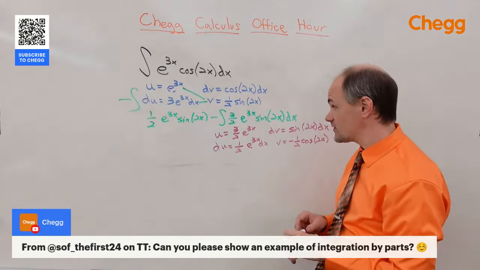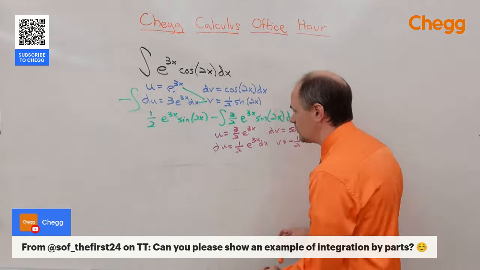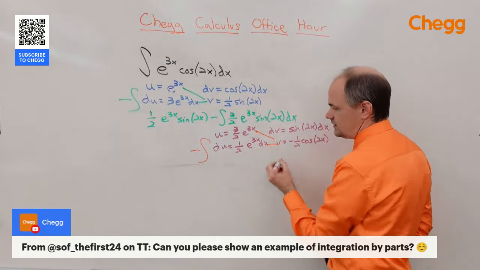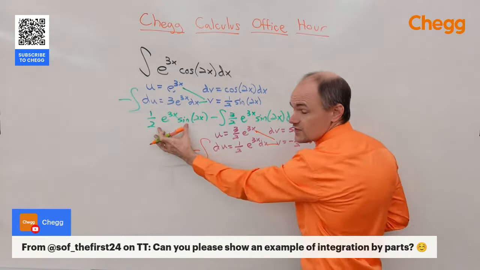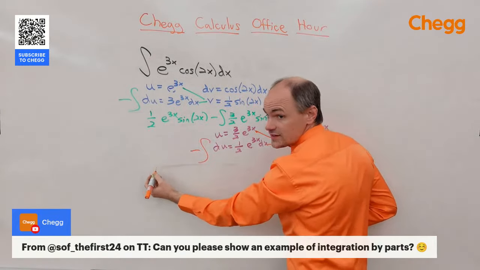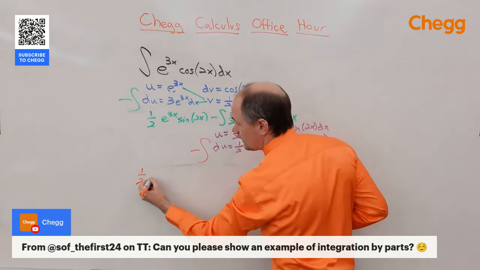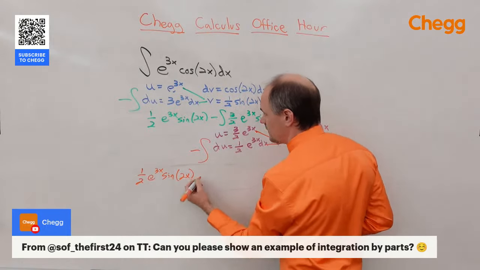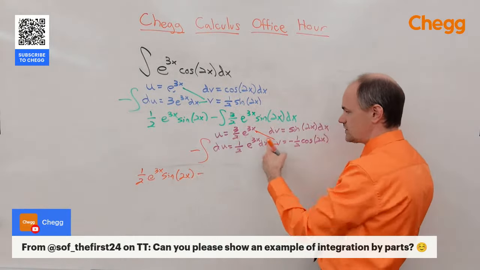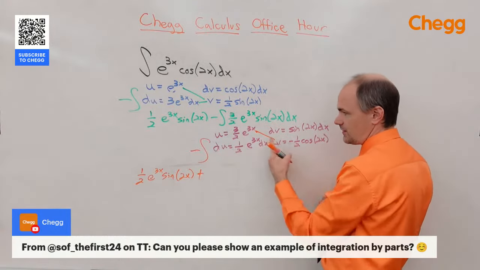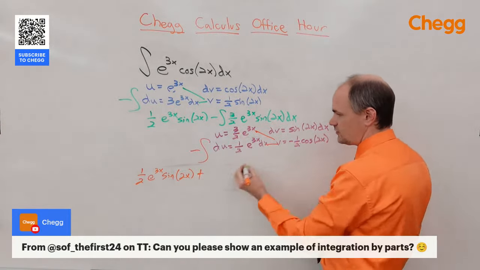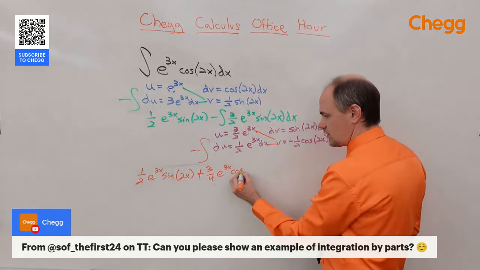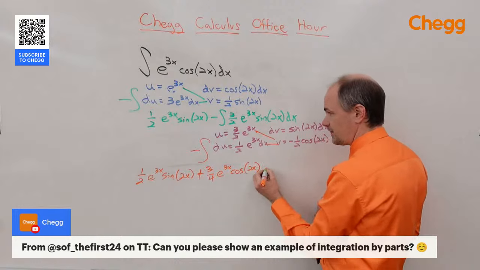Be really careful here with our signs as we combine these. So we're going to have u times v minus the integral of v du. This thing out front's not going to change, so we still have 1/2 e to the 3x sine of 2x minus u times v. Minus a negative is going to make it positive. 3/2 times 2/2 is 3/4 e to the 3x cosine of 2x.